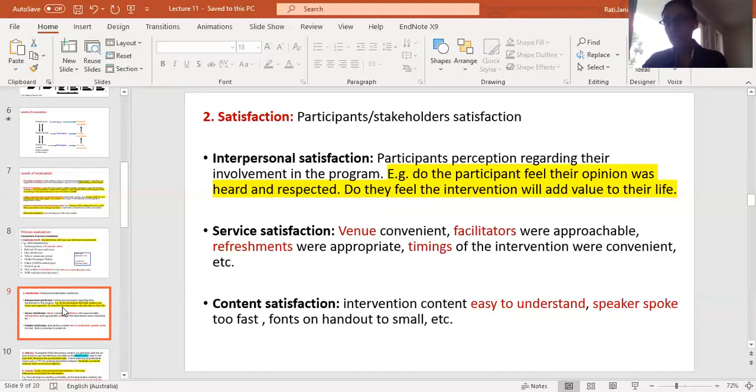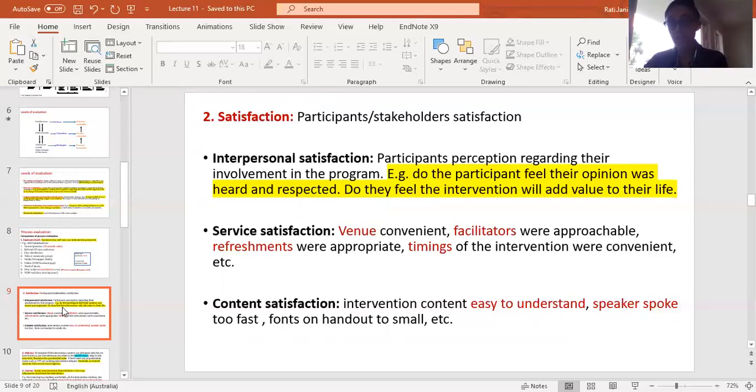Meaning there are two types of satisfaction generally which you can gauge and which is commonly done in the dietetic field. One is service-based satisfaction, meaning were they happy with the venue, were there enough parking spots, did the intervention start timely, was the projector working, all of those logistics kind of thing. So service-based satisfaction. Then comes the content-based satisfaction.